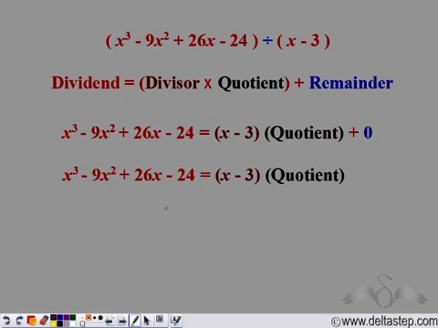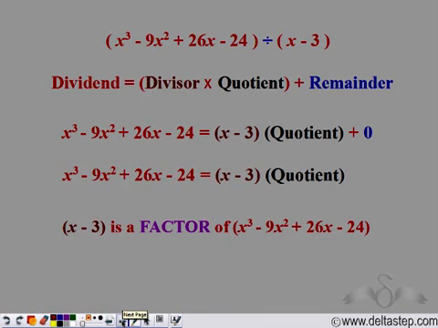Now what does it tell us? It says that x minus 3 is a factor of this polynomial because x minus 3 completely divides this polynomial as it leaves remainder 0. Hence x minus 3 is a factor of this polynomial. So for any divisor, if we get the remainder as 0, then we can say that divisor is a factor of the dividend.